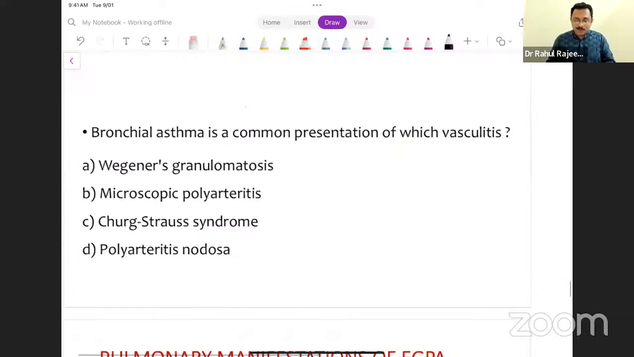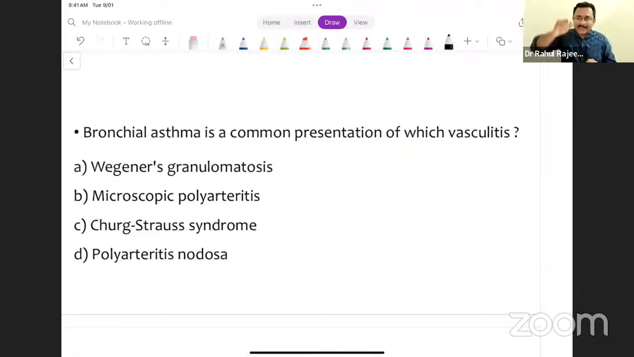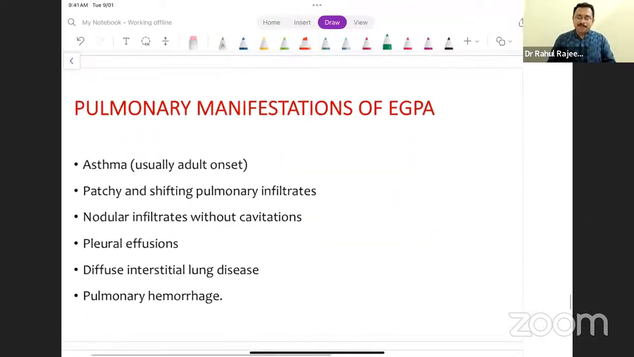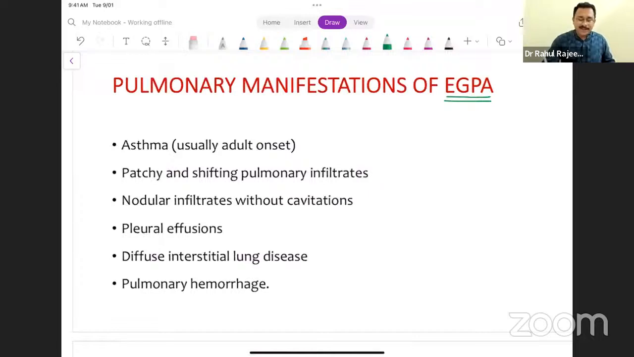Okay, right. Now, the next one, bronchial asthma is a common presentation of which vasculitis? Again, as I said, this is a signature feature of another vasculitic syndrome. And what is it? It is Churg-Strauss syndrome. Remember, the pulmonary manifestations of Churg-Strauss syndrome, which is also known as EGPA, eosinophilic granulomatosis with polyangiitis, include a late onset or adult onset asthma, which is often refractory to the conventional treatment. Patient also may be having some sort of patchy and shifting pulmonary infiltrates, sometimes nodular infiltrates without cavitations.